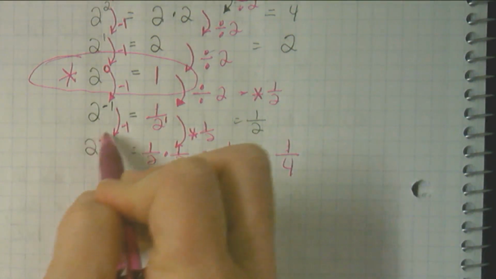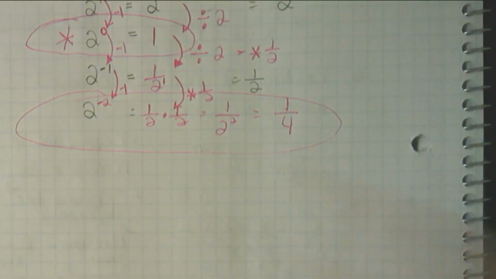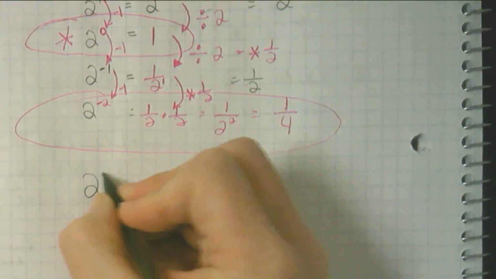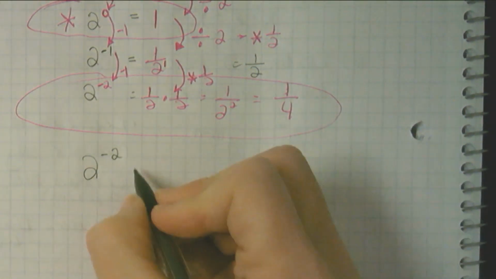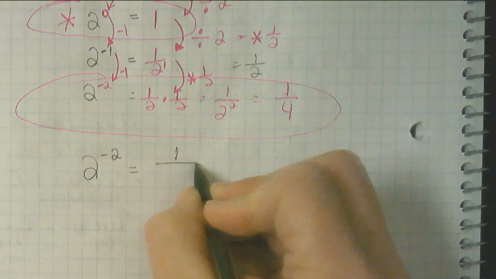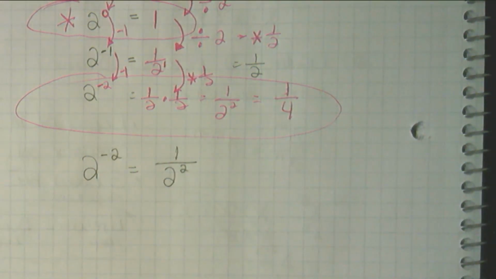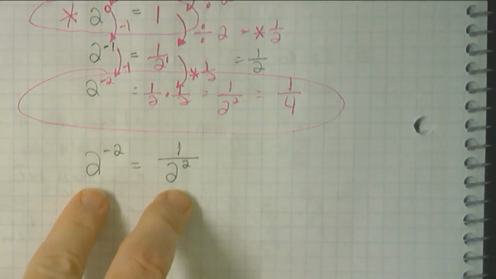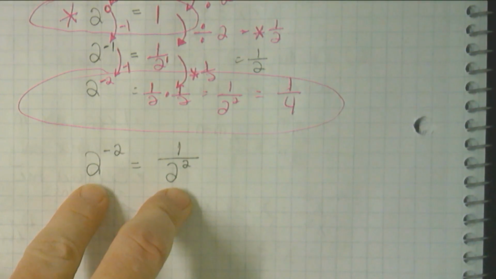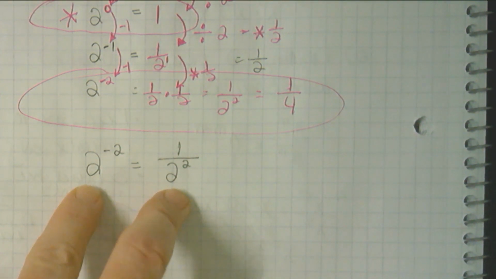I'm going to use this as our help. So let me rewrite that. I have 2 to the -2 power. That is equal to 1 over 2 to the +2 power. I'm telling you these two are the same thing. Are you guys good with that? So these two are the same.